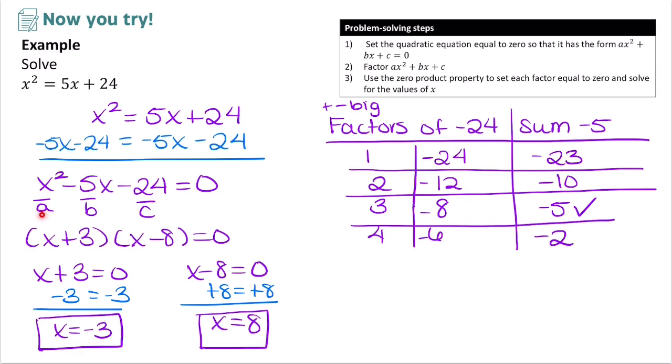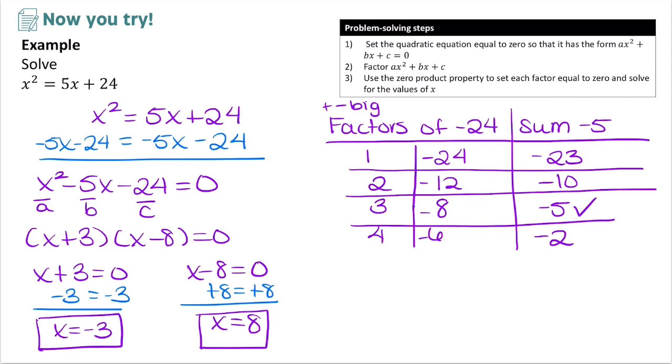This is a case where a is 1, so we're just going to look at the factors of c, which is negative 24, that add to b, which is negative 5. Negative 24 is a negative number, so we need a positive and a negative number. Since b is negative, we're going to make the bigger factor negative. So when we do that, we find that the correct pair is 3 and negative 8. So this is going to factor into x plus 3 times x minus 8 equals 0.